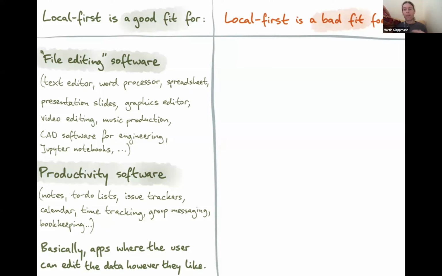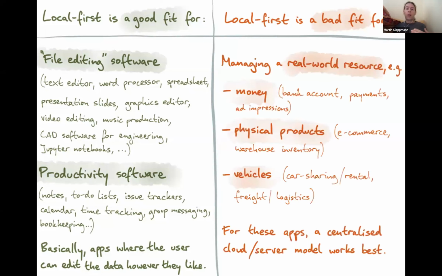Where local-first software does not fit well is when it's an application requiring the management of some sort of real-world resource. For example, if it's a bank account, in principle, I could have a copy of my bank account state on my own device, and I could update that in whatever way I like. But my bank is not going to care what updates I make to my local copy of the bank account statement, because what matters is the bank's copy of my account balance and not my local copy. So in this case, it makes sense for the bank to maintain the authoritative copy of the account balance, and a local-first approach doesn't really make any sense here.